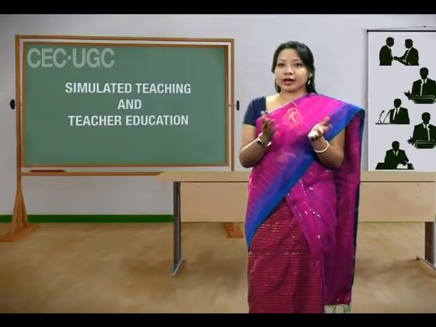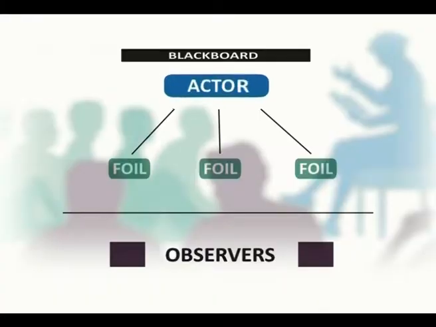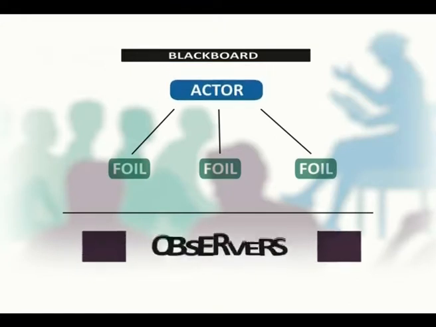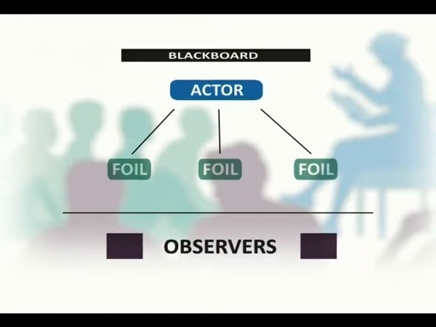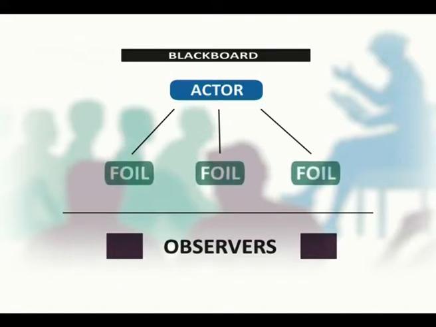It can be diagrammatically represented as: the one who teaches is called an actor. 2 students act as observers, and the trainees, 2 to 4, who play the role of students are called foils.